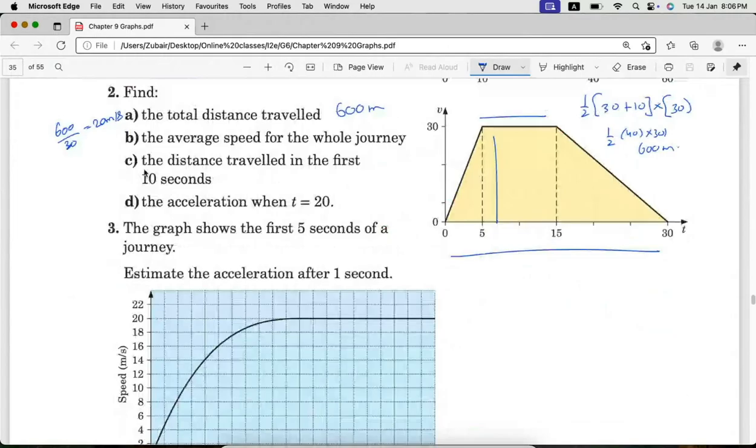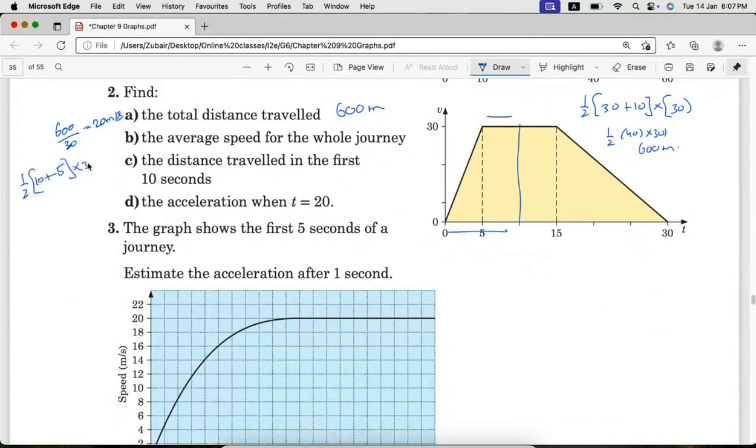Part C says the distance traveled in the first 10 seconds. So in the first 10 seconds, we just need the area of this section. So it is 1 by 2, sum of parallel sides. This is 10, this is 5, into height is 30. I'm using a calculator and I'm getting 225. In the first 10 seconds it is 225 meters.